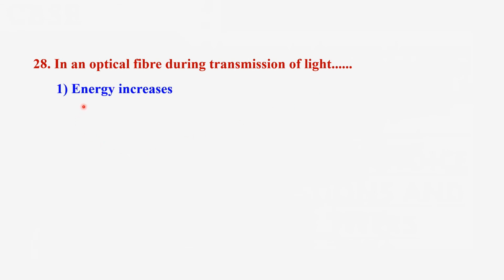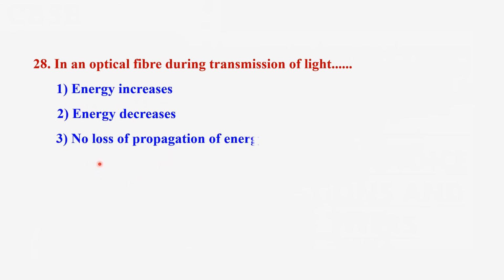Next. In an optical fiber, during transmission of light, energy increases, energy decreases, no loss of energy takes place, or light is partially refracted. Here, in an optical fiber, during transmission of light, no loss of energy takes place. Okay, the third option is correct.